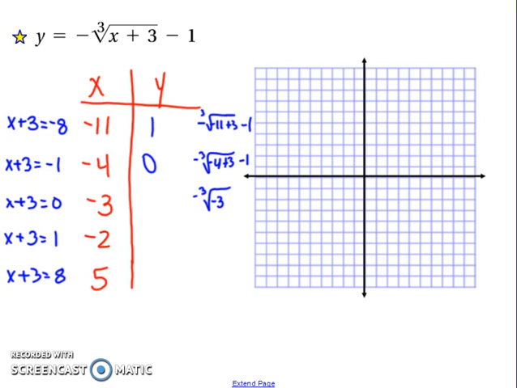Negative cubed root of -3 plus 3. So -3 plus 3 is 0. Cubed root of 0 is 0. -0 is 0. Minus 1 is -1. Negative cubed root of -2 plus 3 minus 1. -2 plus 3 is 1. Cubed root of 1 is 1. Make it a negative, so -1 minus 1. And then lastly, the cubed root of 5 plus 3 minus 1. So 5 plus 3 is 8. Cubed root of 8 is 2. Making it a negative, so -2 minus 1 is -3.